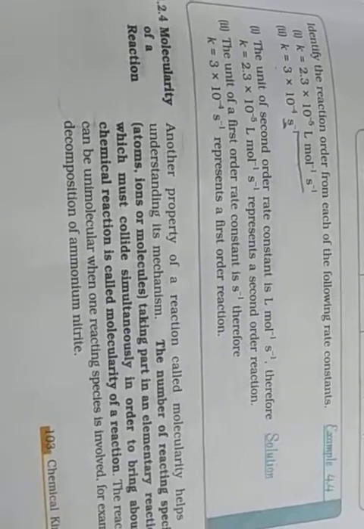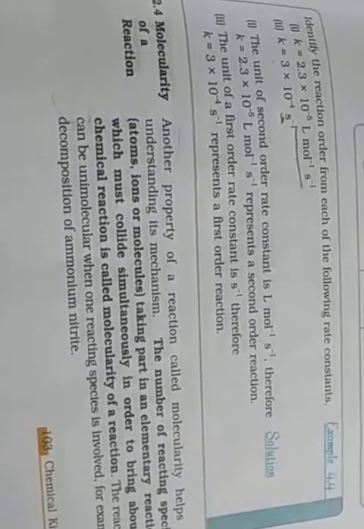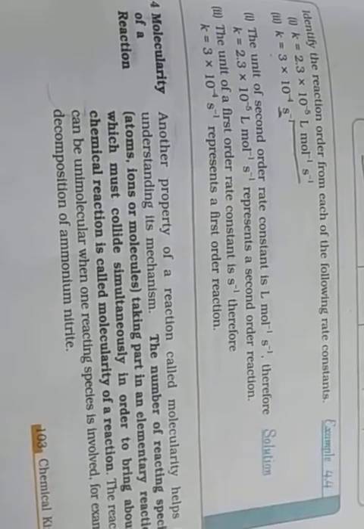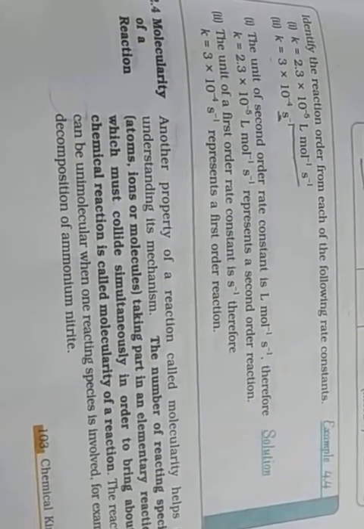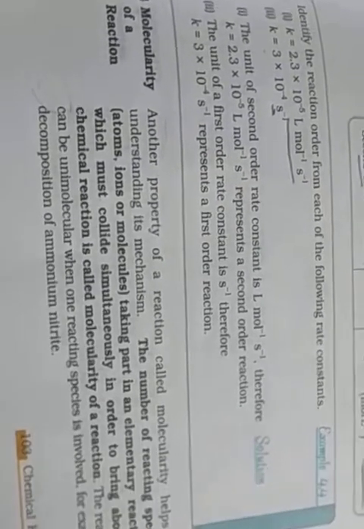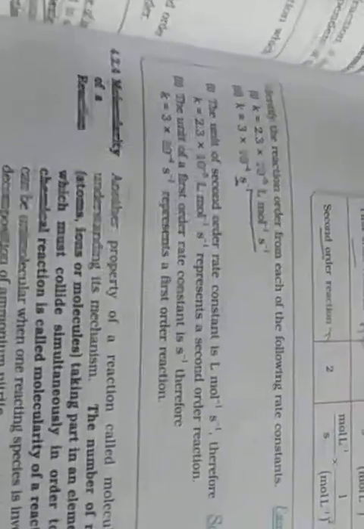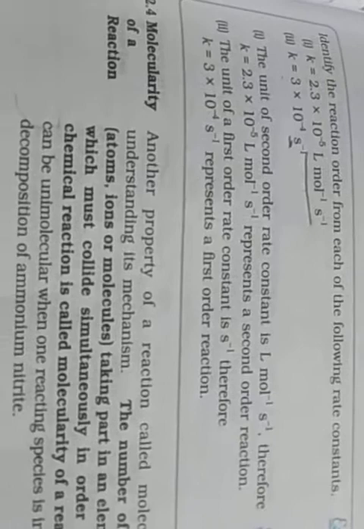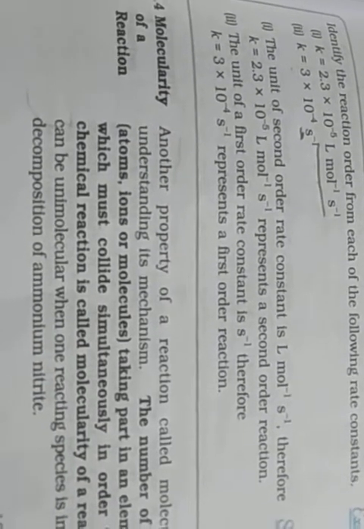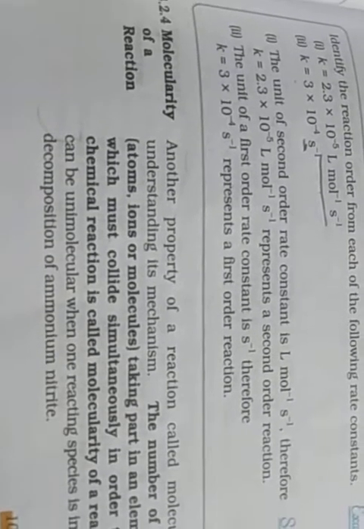Then molecularity of a reaction. The main difference between the order of the reaction and molecularity: molecularity means how many molecules participate in the reaction. The total number of reacting species is known as molecularity. But the order of the reaction is the sum of the powers of the concentrations of the reactants in the rate law expression, because it tells on which reactant concentration the rate of reaction depends. That is the order.